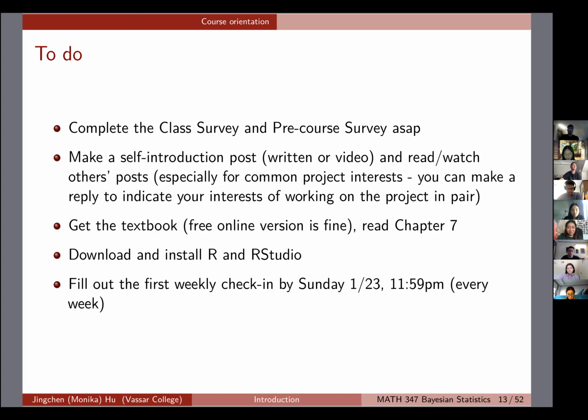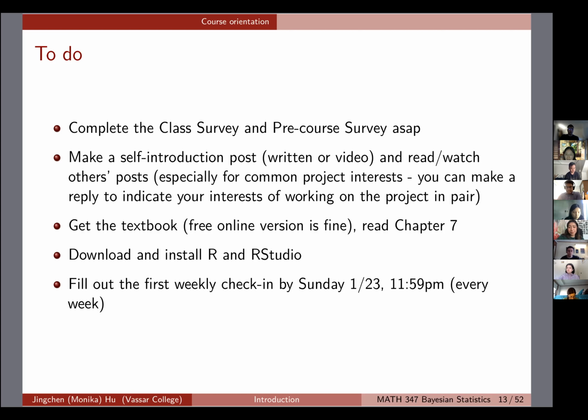So before we start doing some intro to Bayesian analysis, here is the to-do list. Make sure you complete the 2 surveys. One is the class survey. The other one is the pre-course survey on Moodle. All of the links are on Moodle, and I also sent them through email the other day. Make a self-introduction post as soon as you can, and make sure that you read and watch the other ones and get in touch with people you think you might want to work with for the final project.